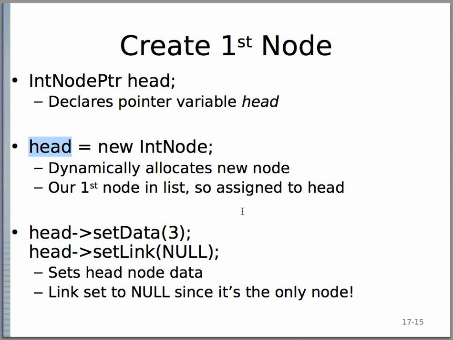Now we did this slightly differently. First time around we used a struct, and structs will work too for this. Then we can set the data member. If you're using a class with member functions like set data and set link, you can call these. Or if you're using structs, as we did in our videos, we can just access those data members directly because we made them public.